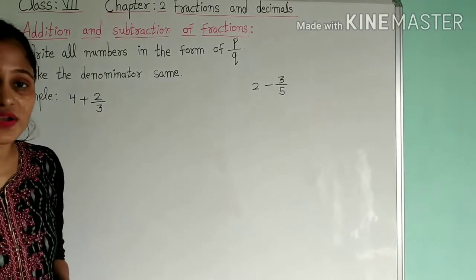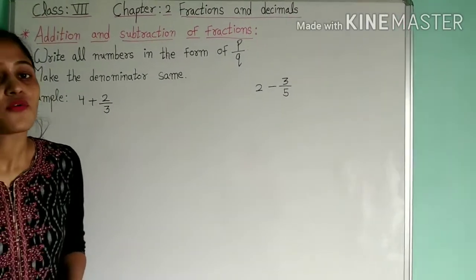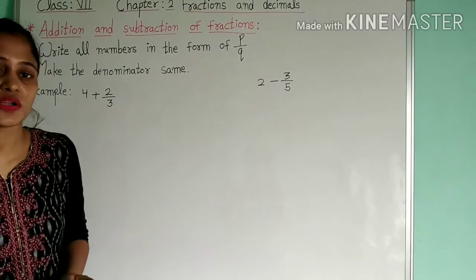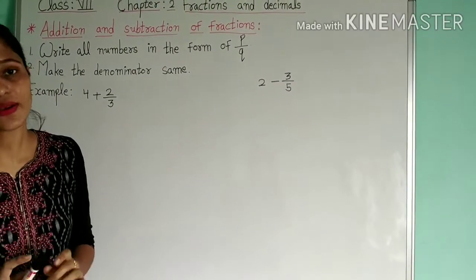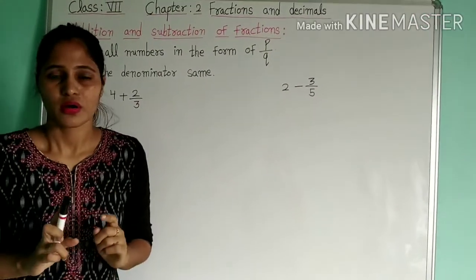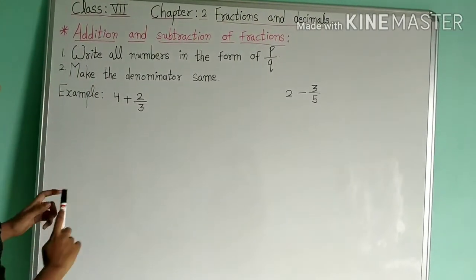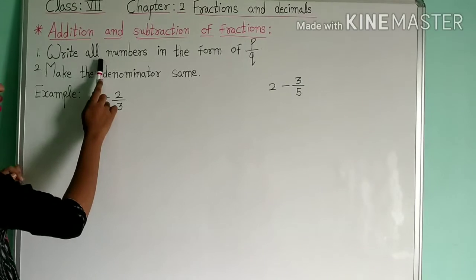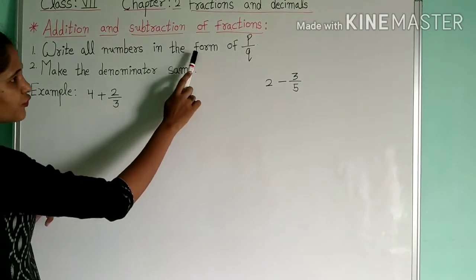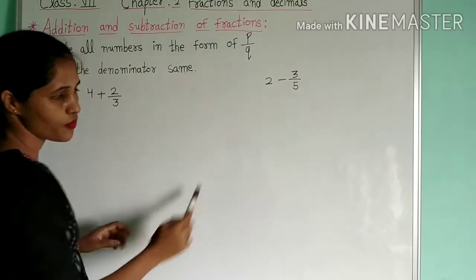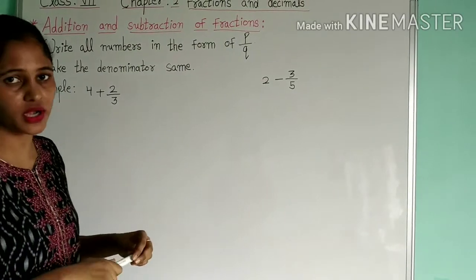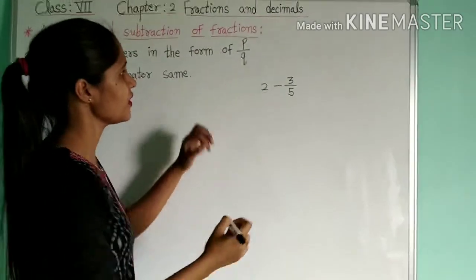So here two conditions are given. We have to satisfy these two conditions, then we will do addition and subtraction of fractions. So the first condition is to write all numbers in the form of P by Q. It means we write each and every number or fraction in the P by Q form.